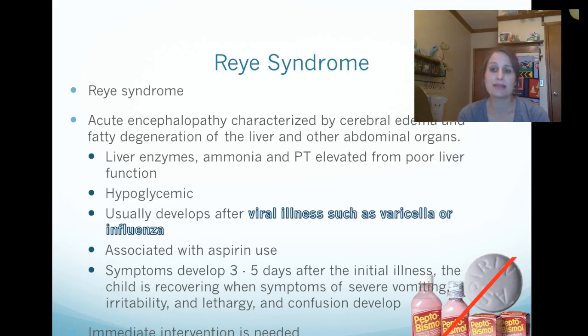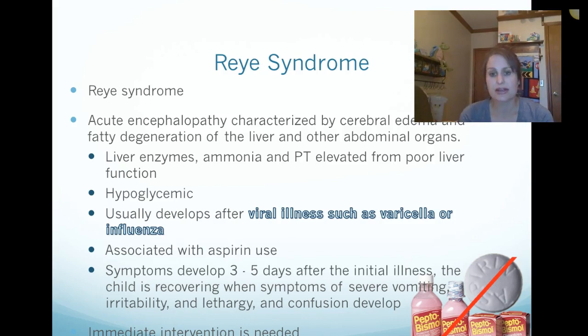It usually develops after a viral illness, such as varicella or influenza. That's pretty important. And so basically, they had a viral illness. They were treated with aspirin. It is associated with aspirin use. And then symptoms typically develop 3 to 5 days after this initial illness. So you won't see it right off when they're still ill. It'll typically kind of taper off a little bit, and you'll see it about 3 to 5 days after this illness.